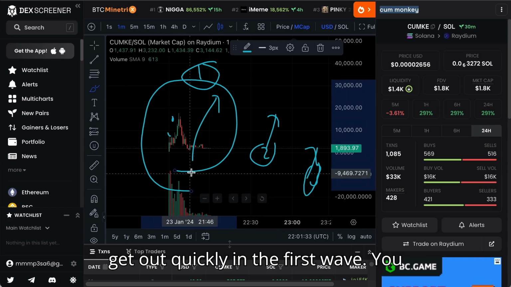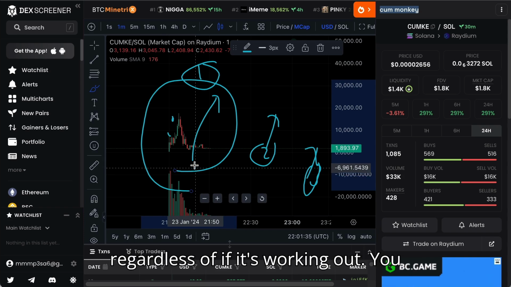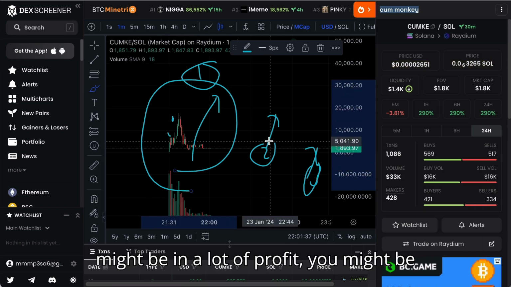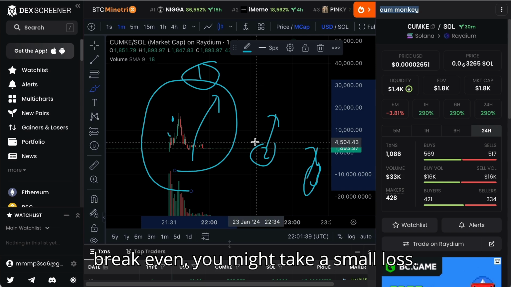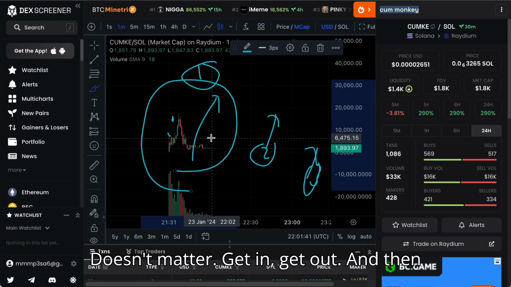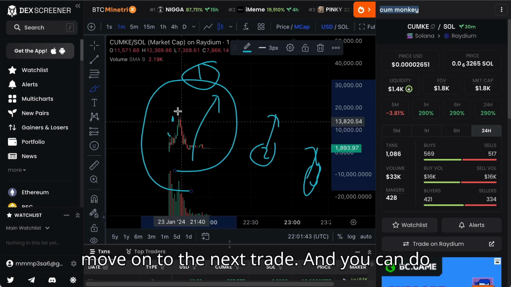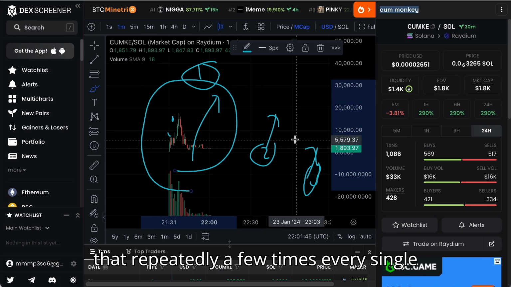In the first wave, you don't want to be holding a position long, regardless of whether it's working out. You might be in a lot of profit, you might be break even, you might take a small loss. It doesn't matter. Get in, get out, and then move on to the next trade. And you can do that repeatedly, a few times every single day.